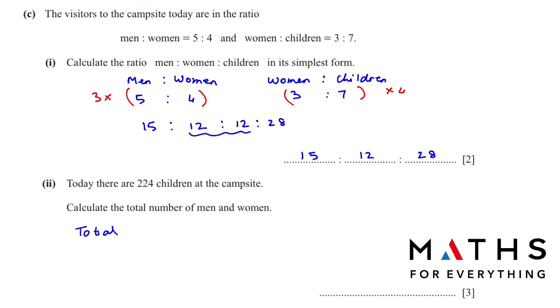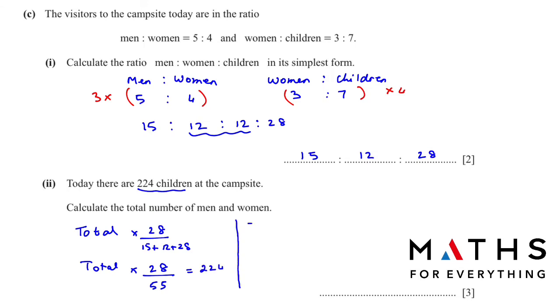Suppose you want to find the number of children. Normally, what will we do? Whatever our ratio for the children is, the ratio for the children is 28. We write down 28 over the total parts. So 15 plus 12 plus 28. That is going to be 55. This gives us the number of children because we have taken the children's part. So that's 224.